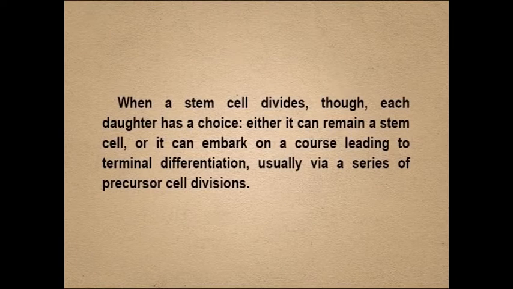Stem cells are not differentiated and can divide without limit, or at least for the lifetime of the animal. When a stem cell divides, though, its daughter cell has a choice. Either it can remain a stem cell or it can embark on a course leading to terminal differentiation, usually via a series of precursor cell divisions.